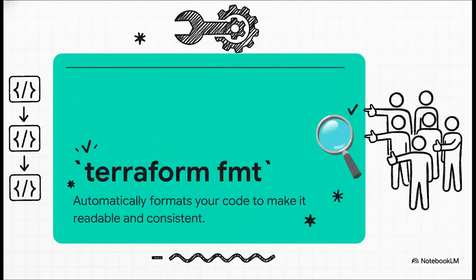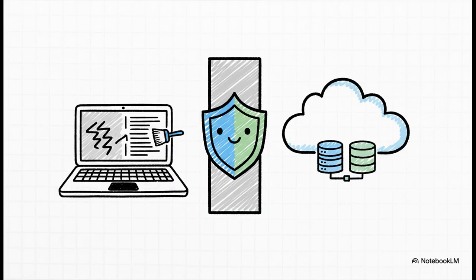So here's the official definition. The FMT command just goes through your code and reformats it to the standard official Terraform style. There's no opinion here. It just enforces a consistent look and feel, which is an absolute game changer when you're collaborating with other people. Now, this is the most important thing to remember about FMT. It is 100% safe. All it does is change the way your code looks in the files on your computer. It never, ever, ever touches your actual live infrastructure in the cloud. You can run this command all day long without any fear of breaking anything.